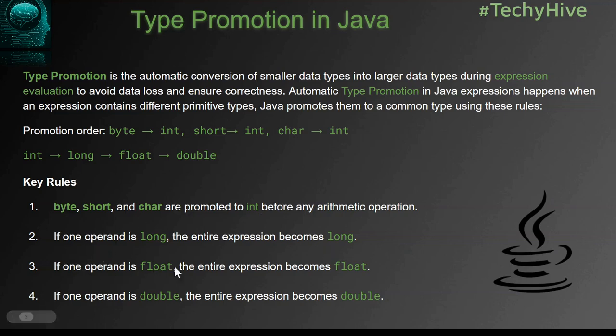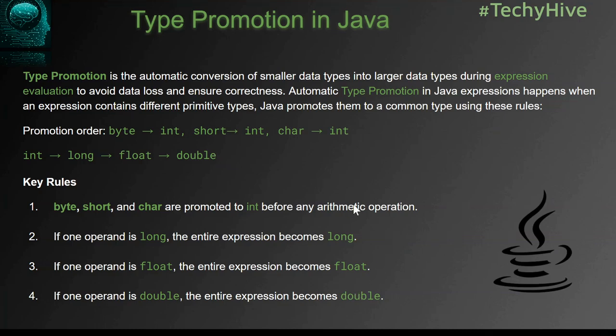Similarly, if one operand is float, the entire expression becomes float. Let's say one operand is long and one operand is float, then long will be promoted to float. And similarly, if one operand is double, the entire expression becomes double. So again, remember, if one operand is double and another operand is, let's say, integer or byte, then the integer or byte will be promoted to double and then the expression will be evaluated.